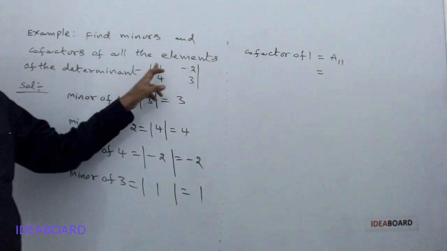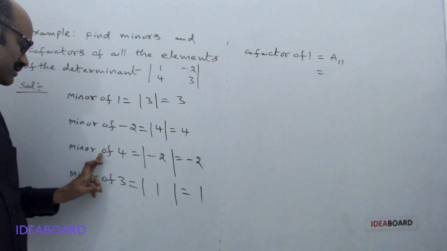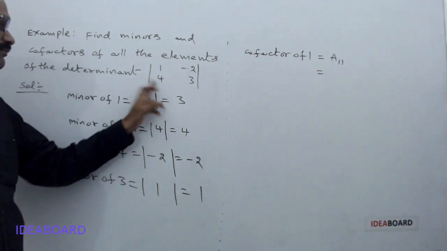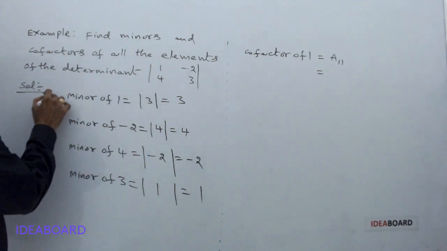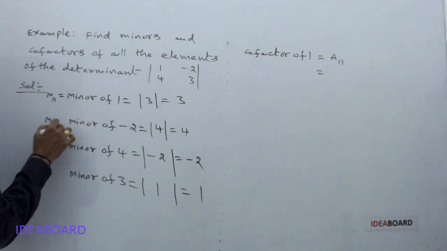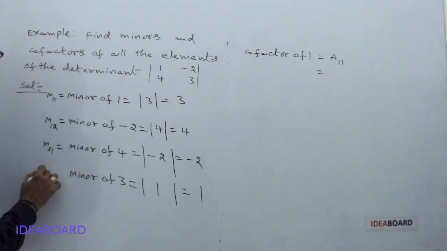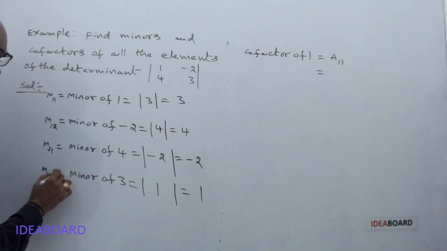Minor of this element denoted by M11. This is M12. This is M21. It's called M11. It is M12, M21. This is M22.